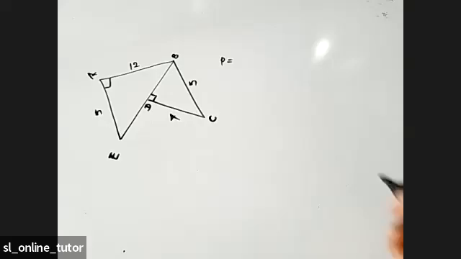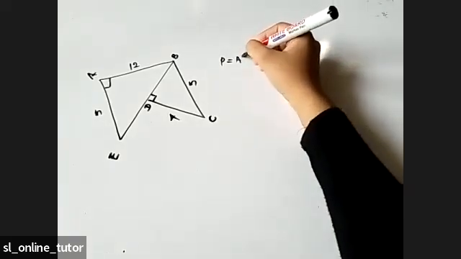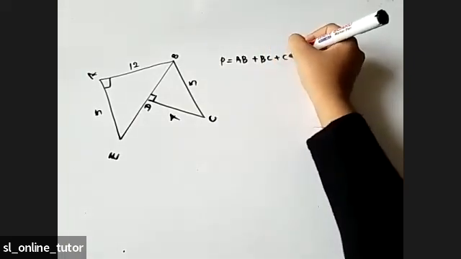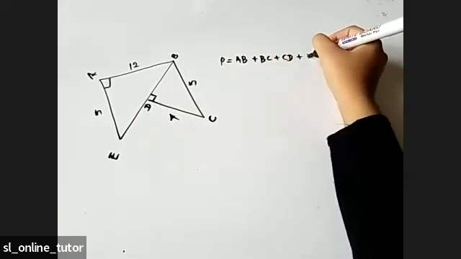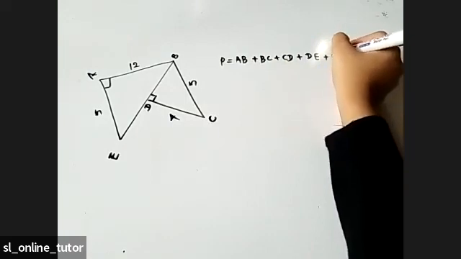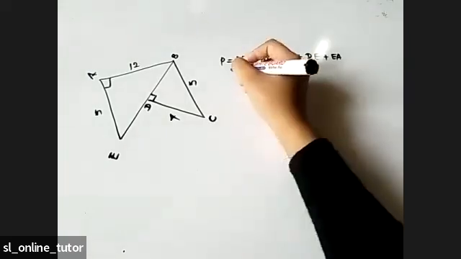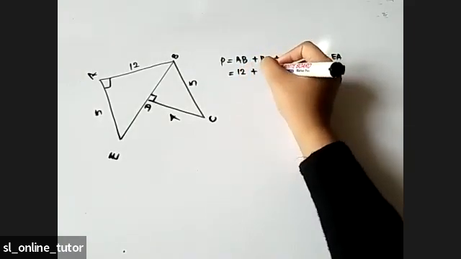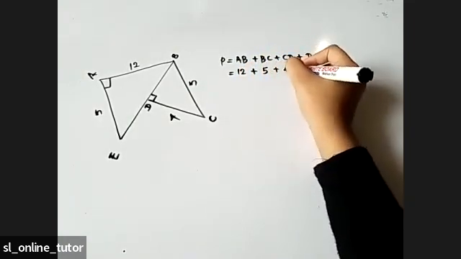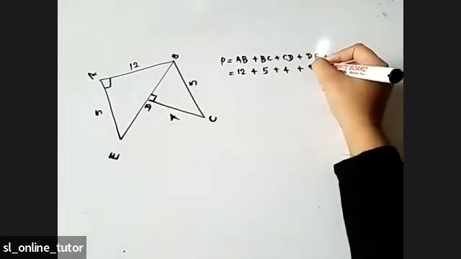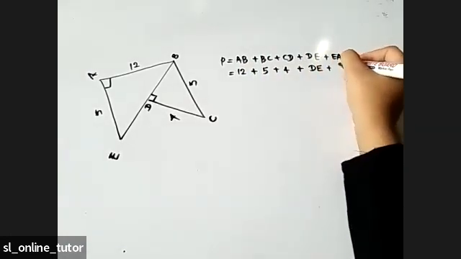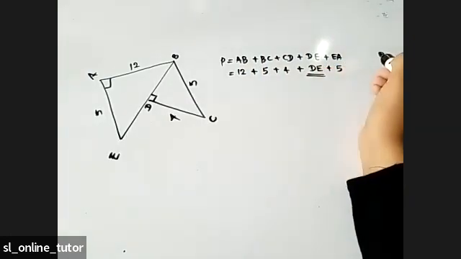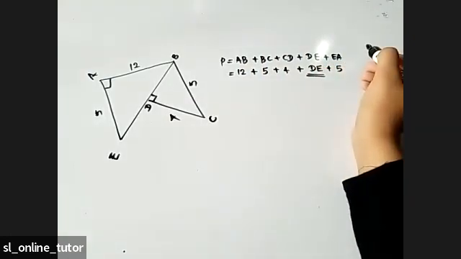Now look at this one. Perimeter of this figure means you have to add the outer boundary: AB, BC, CD, then DE and EA. That's all you have to add. Now we'll see whether we know all these values. AB is 12, BC 5, CD 4, DE we don't know. EA is 5. That means our target is to find DE.